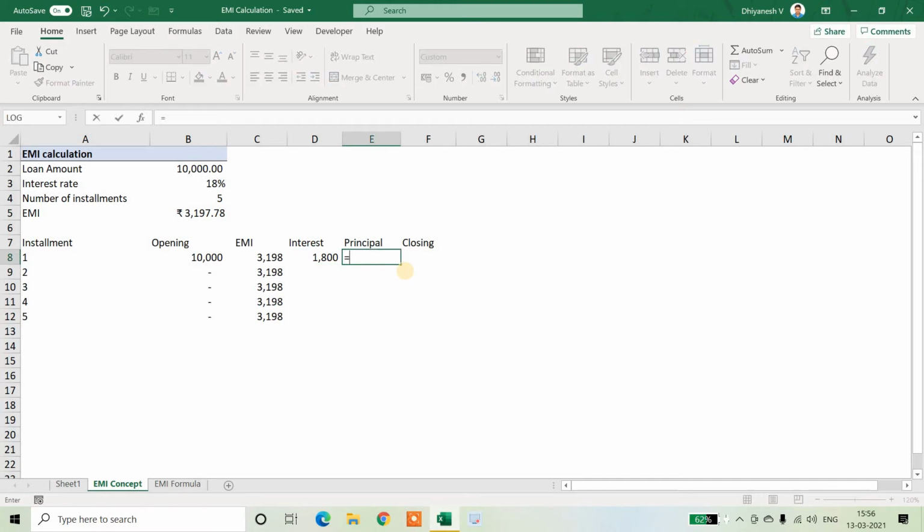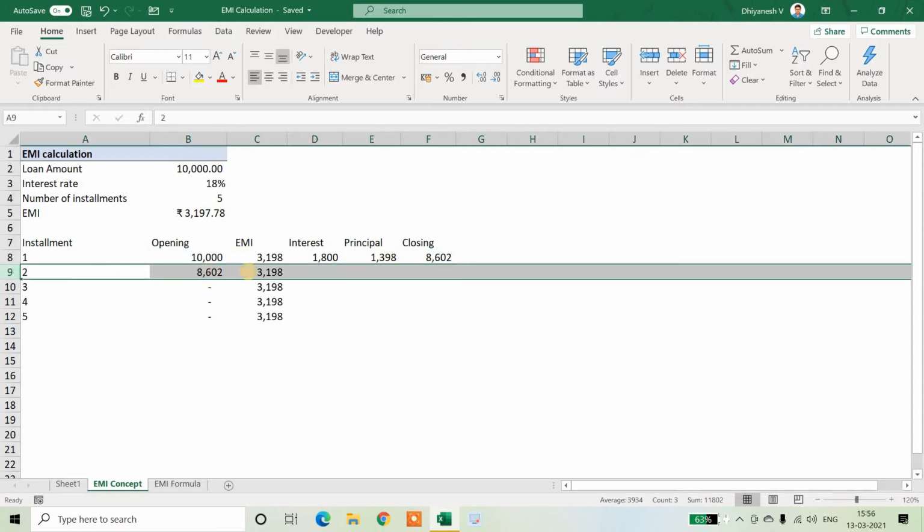So whatever I pay over and above this 1,800 through the EMI will be the repayment of my principal portion. So 1,398 will be the repayment of my principal portion. So my closing principal would be 10,000 minus whatever I repaid, 1,398. So this will be my closing balance, and it will carry forward as the opening balance for the second installment.